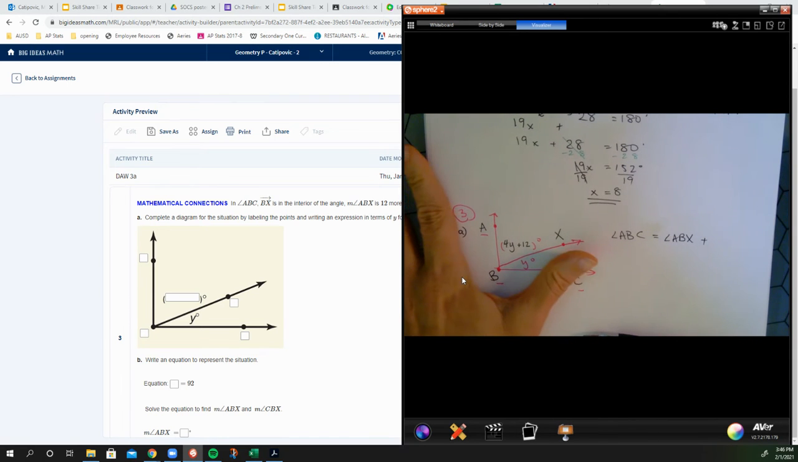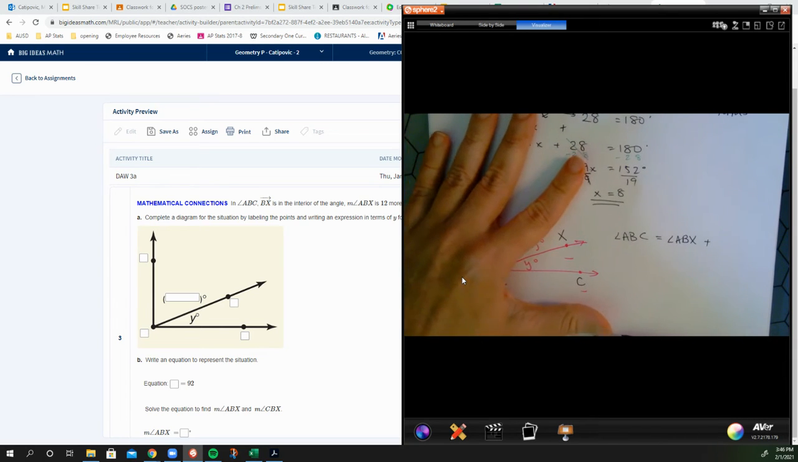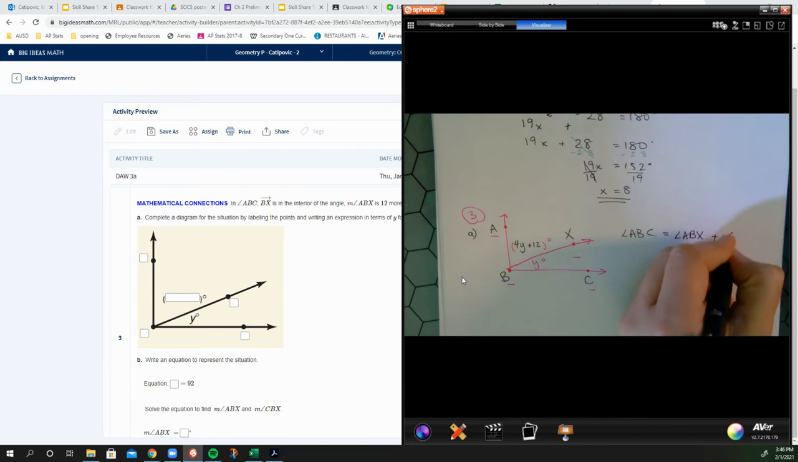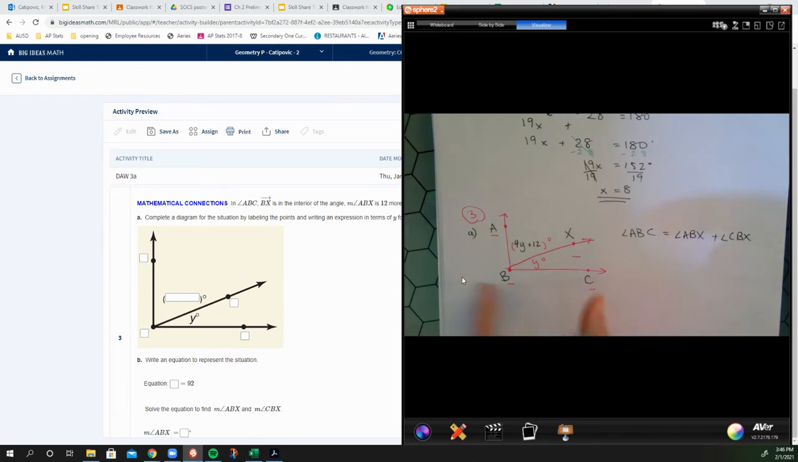And then I'm going to say this angle plus this angle that's adjacent to it will add up to the big one. So the angle that's adjacent to it is called either XBC or CBX. Question already named it, so I'm just going to use what it had. So this is how this diagram fits together, right?